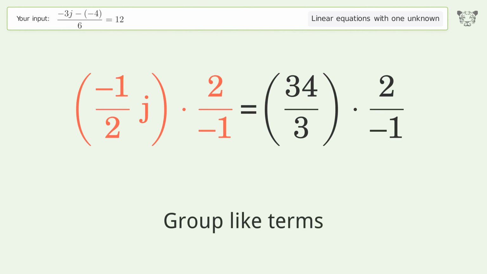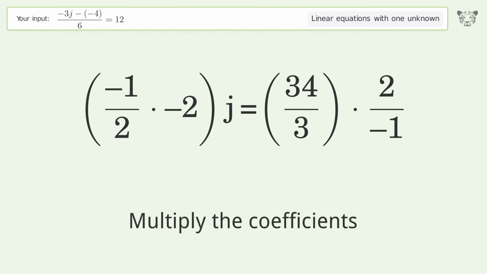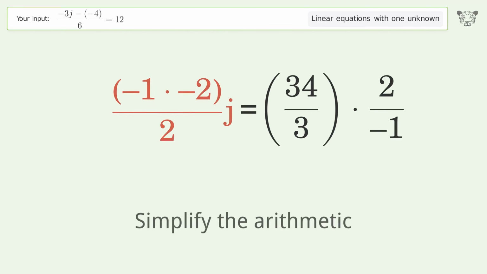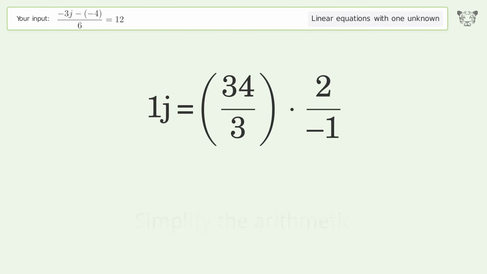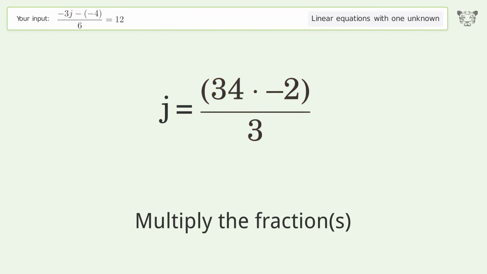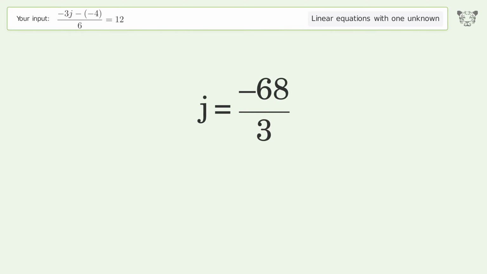Group like terms. Multiply the coefficients. Simplify the arithmetic. Multiply the fractions. Simplify the arithmetic. And so the final result is j equals -68/3.